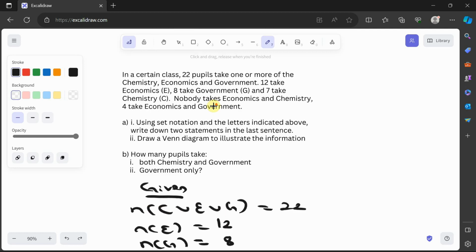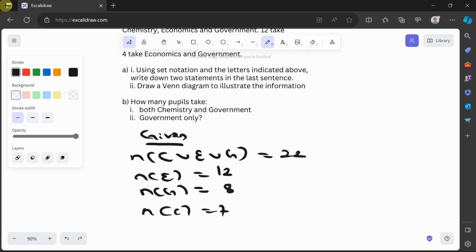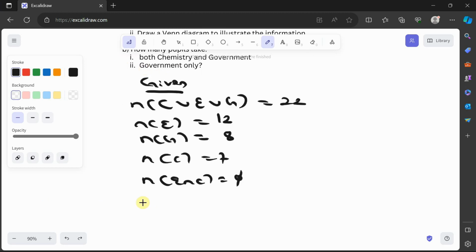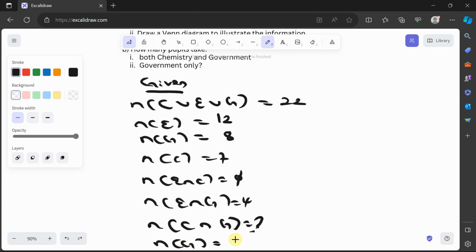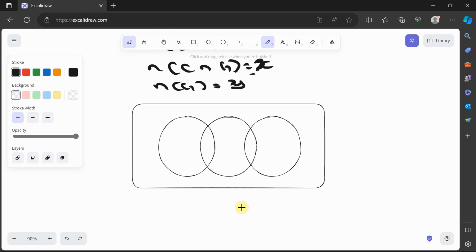It says nobody takes economics and chemistry, so n of E intersection C is the null set, and then 4 take economics and government, so n of E intersection G is equal to 4. It now asks how many take both chemistry and government, so n of C intersection G, that we'll try to find, and then how many take government only. If I make this X instead of saying unknown, I can make this one Y. Given all this information, let us do our Venn diagram. Our Venn diagram will look something like this, similar to what we did.